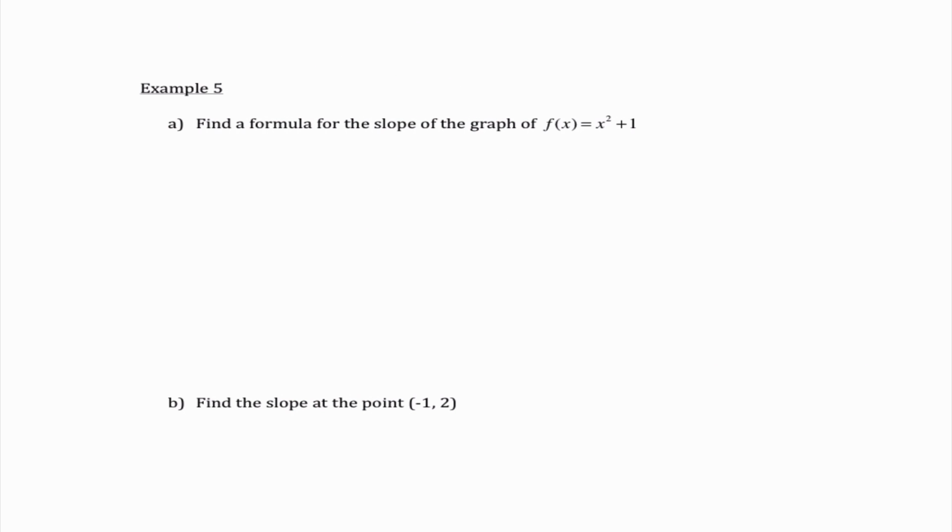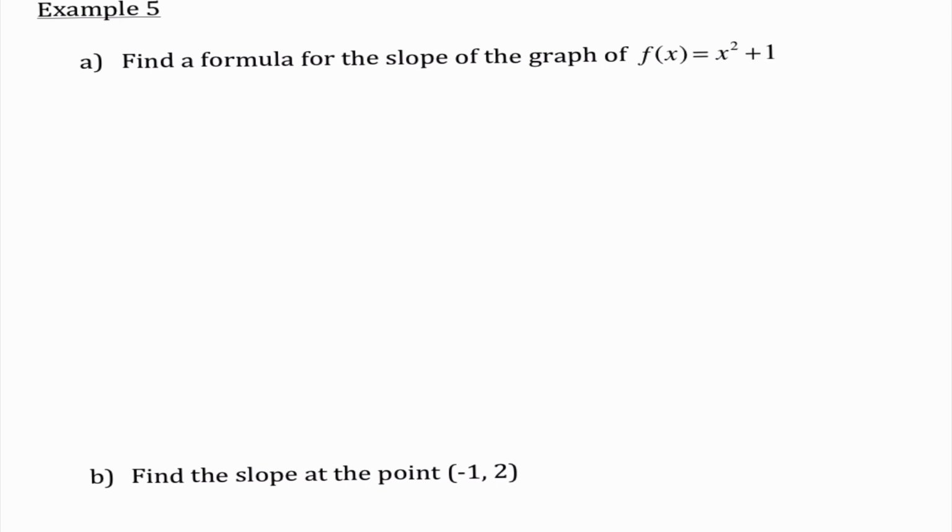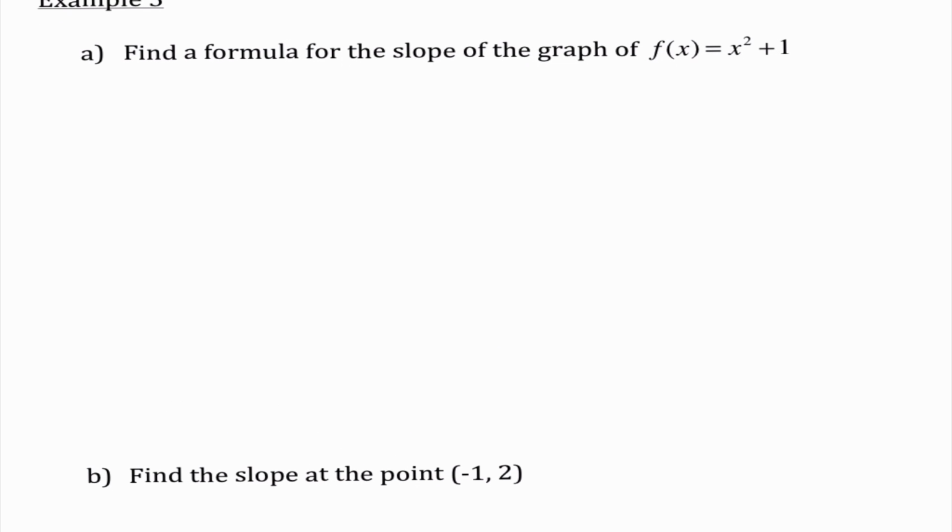So looking at number 5, it tells us find a formula for the slope of the graph of f of x equals x squared plus 1. So this is one of those problems where I want to find a formula for the entire function. So I'm going to go ahead and say that we're finding the slope that is equal to the limit as h approaches 0 of f of x plus h minus f of x over h.